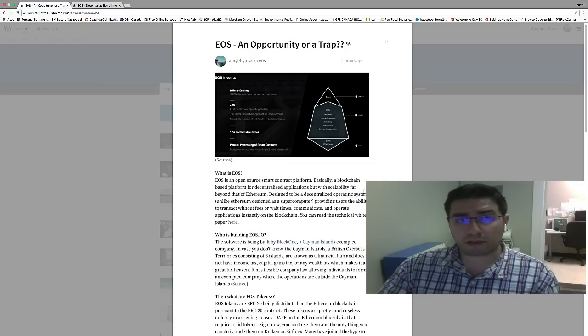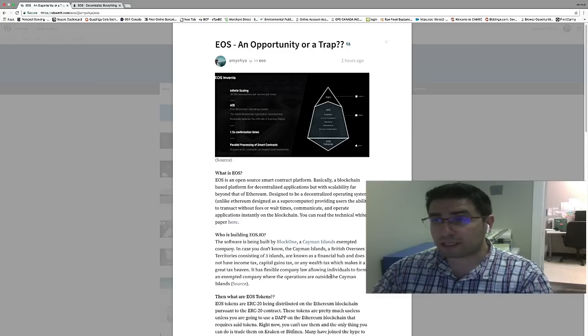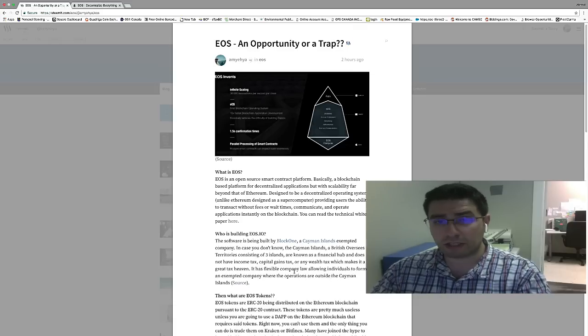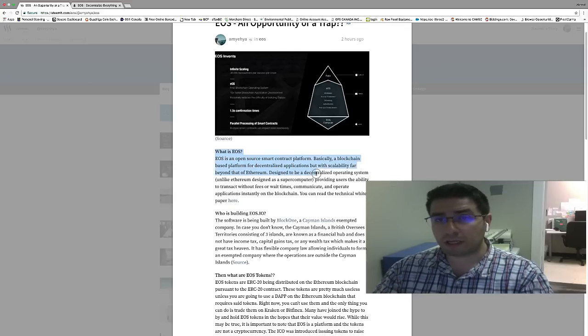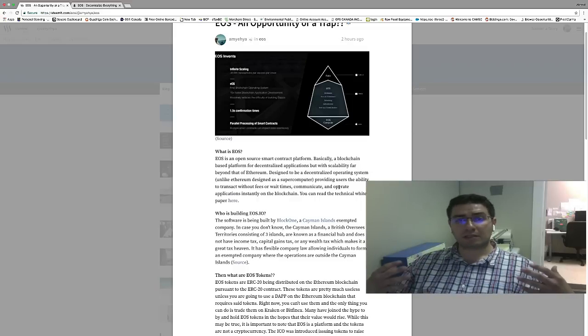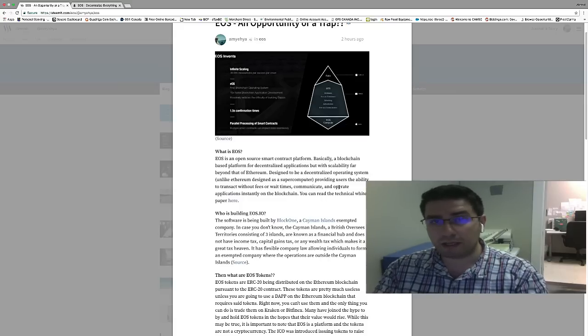Now, if you look here in my article on Steemit, I discuss what EOS is. It's an open source smart contract platform, basically a blockchain-based platform for decentralized applications, but with scalability beyond that of Ethereum. And it is designed to be like an operating system. So basically, Ethereum is sort of like your computer, where you have simple applications like you had on DOS and so on. But now these guys came in and made a Mac, the operating system, like Mac OS X, for example. And on top of that, you can have applications where users can actually transact and use these applications.